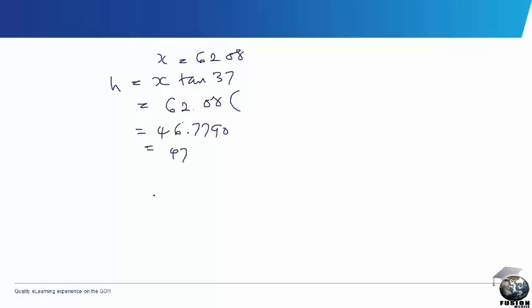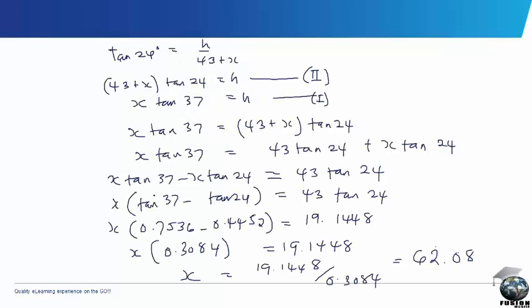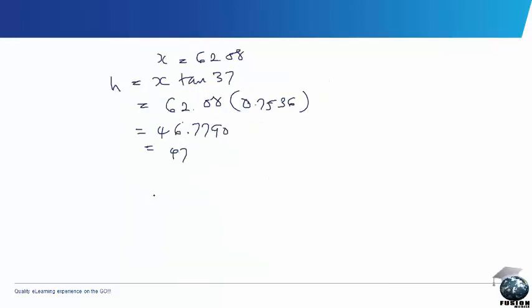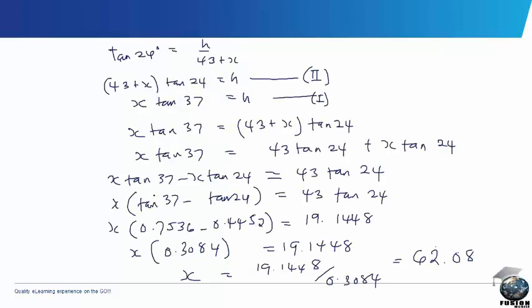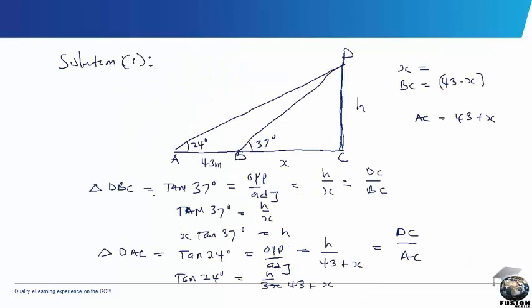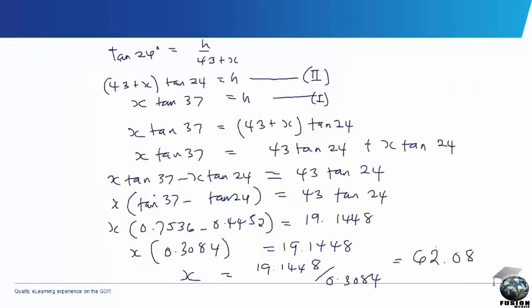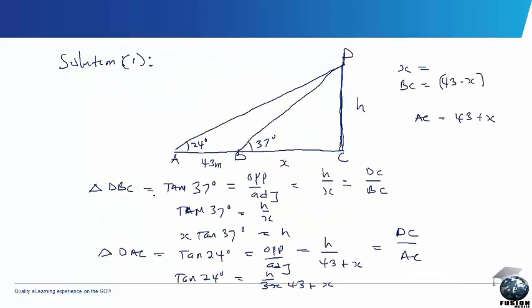meters. I just omitted the tan purposely because I have to input it directly into my calculator, so let me get it back. 0.7536, okay, I think that's what we had. Fine. So the height h is equal to 47 meters.